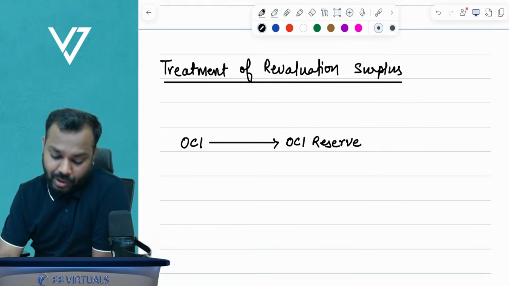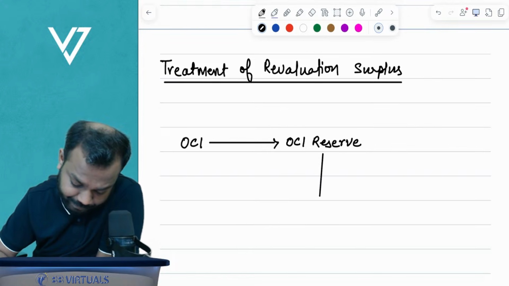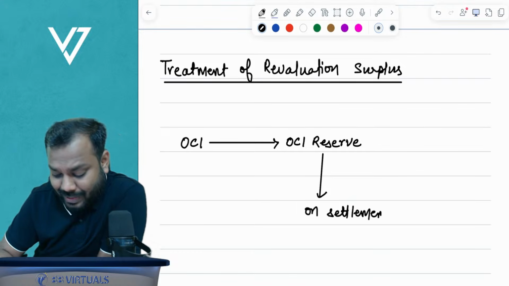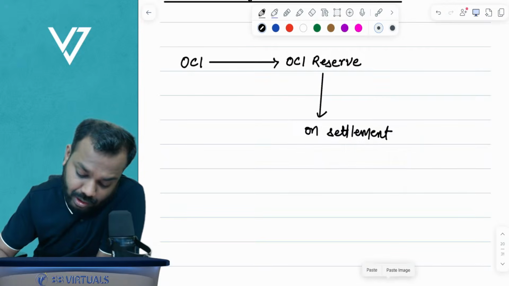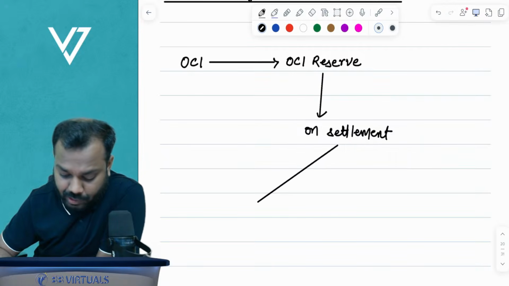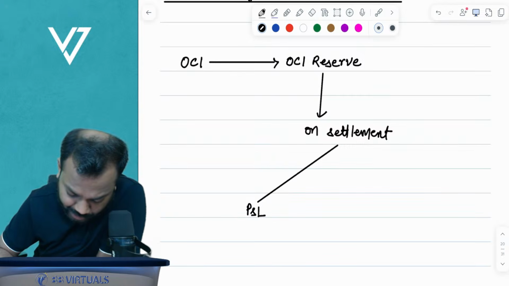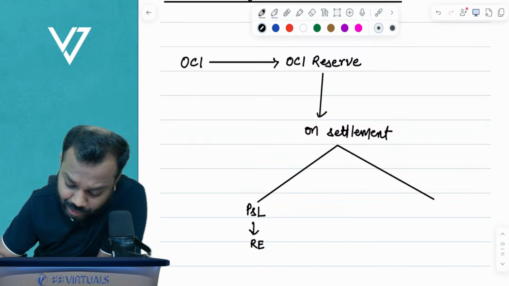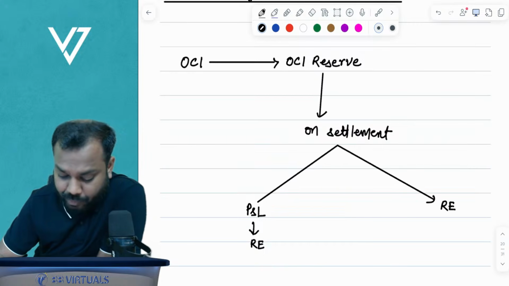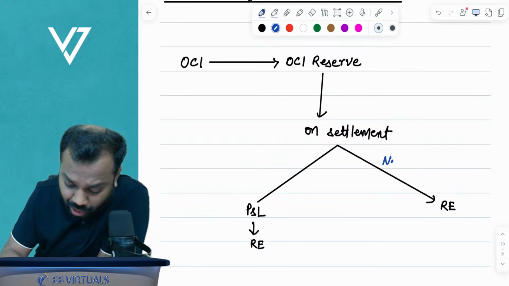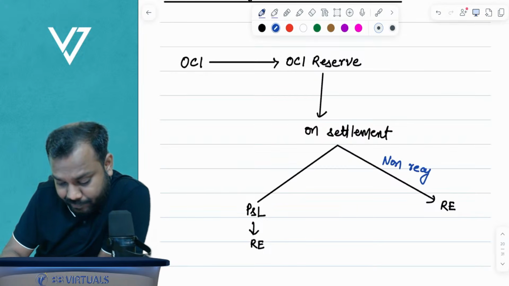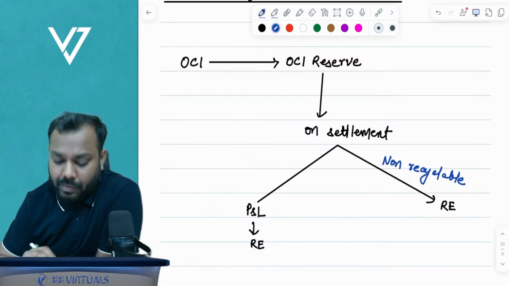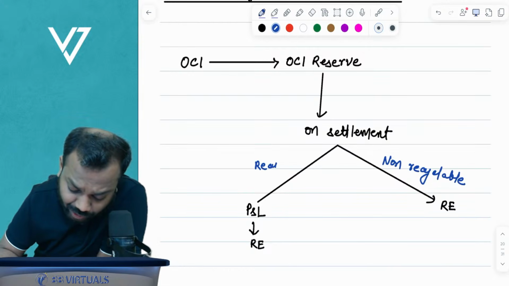Now on settlement, there are two options. It can go to P&L, and through P&L it can go to retained earnings, or it will go directly to retained earnings. So this is called non-recyclable. Non-recyclable means it will not go to P&L. Recyclable means it will go to P&L.